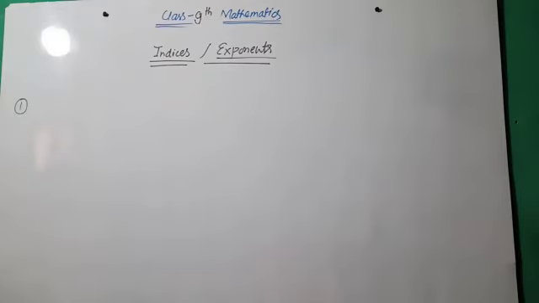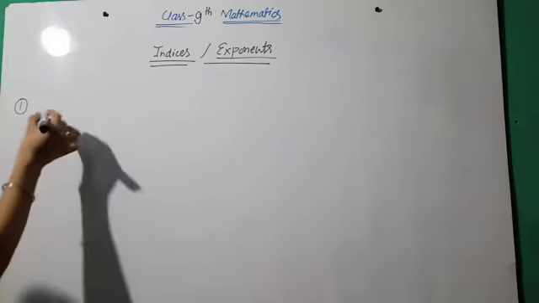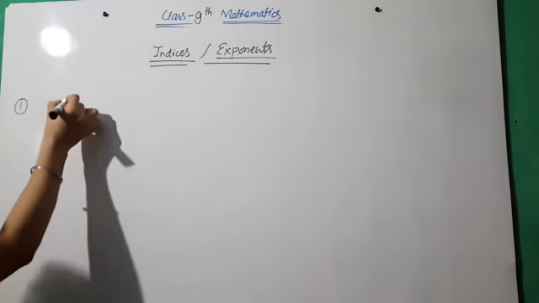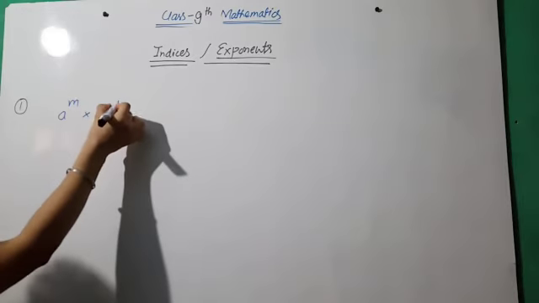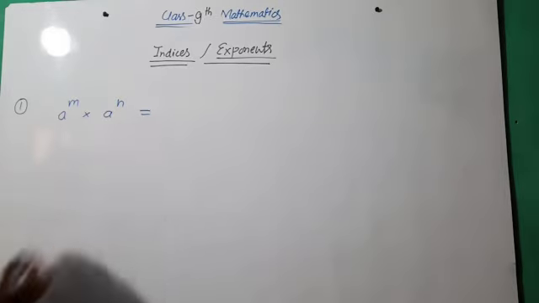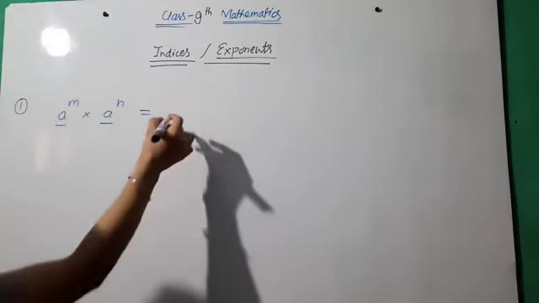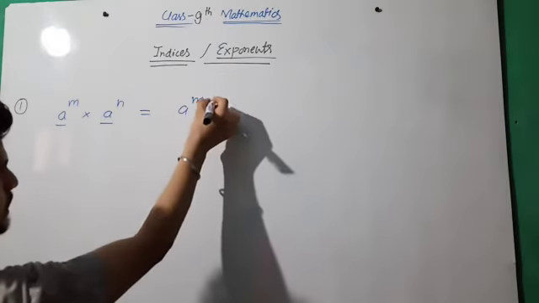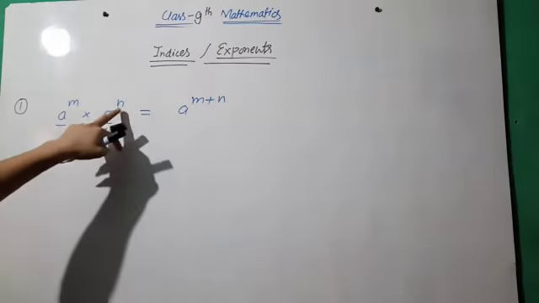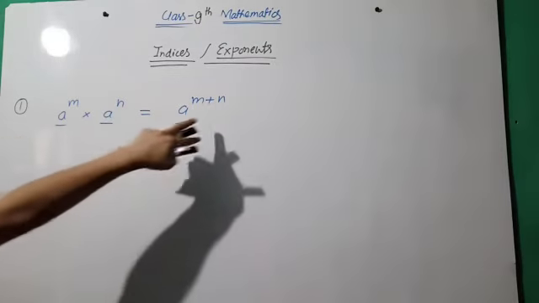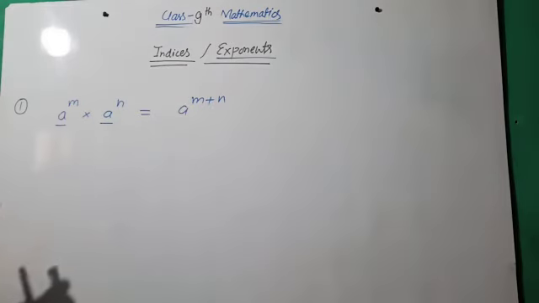The first one is, if we have a base a with power m multiplied by base a with power n, it means we have the same base. If we have the same base, then we have to add the powers. So we can say that this is equal to a to the power m plus n. The second one is, if we have minus in the power of n, we have to replace plus with minus.